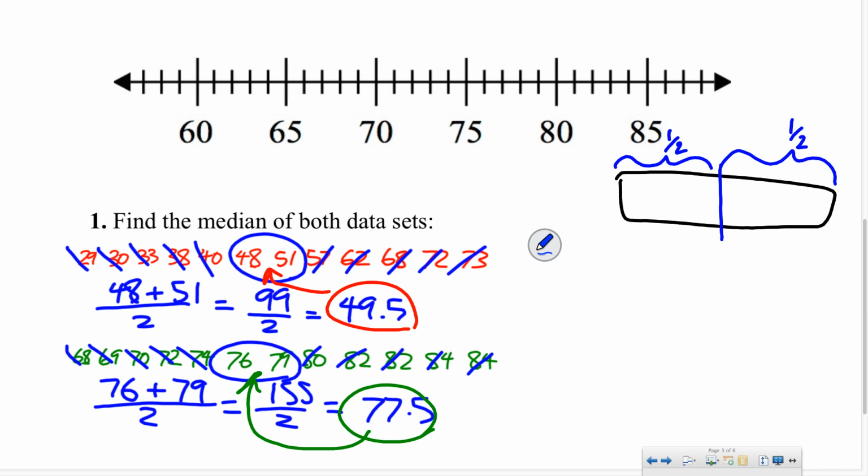But suppose I had to split it into 4 equal parts. Can somebody explain the process of splitting it into 4 equal parts? Logan. Well, you cut it in half first, and then you take half of the halves. Nice. So I cut it in half, and then I take half of the halves.